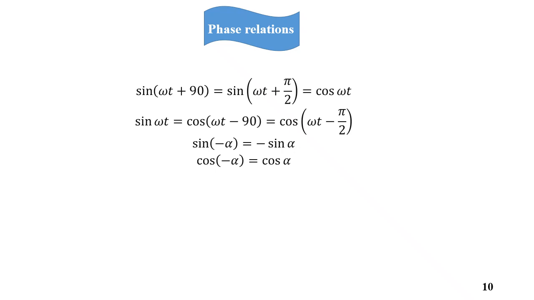For the conversion between sine and cosine, sine omega t plus 90 degrees, or in radians sine omega t plus pi over 2, is equal to cosine omega t. And sine omega t is equal to cosine omega t minus 90 in degrees, or cosine omega t minus pi over 2. The sine of a negative angle equals negative the sine of the same angle without the negative sign, and the cosine of a negative angle equals the cosine of the same angle without the negative sign.